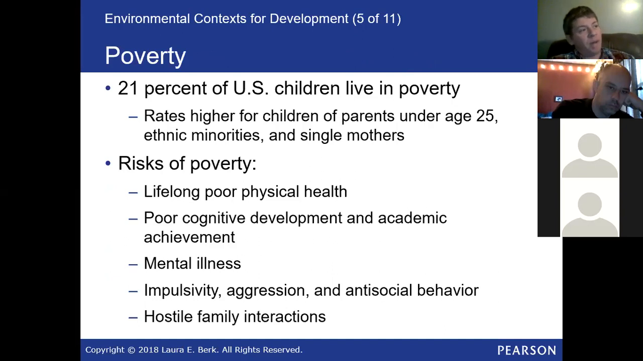Poverty. So now we're going into the poverty affluence realm. 21% of children in the US live in poverty. Rates are higher for children who have parents under the age of 25, higher for ethnic minorities, and higher for single mothers. What are some risks associated with poverty? Lifelong poor physical health, poor cognitive development and academic achievement, mental illness, impulsivity, aggression, antisocial behavior, and hostile family interactions.